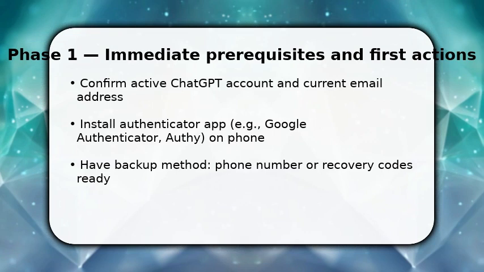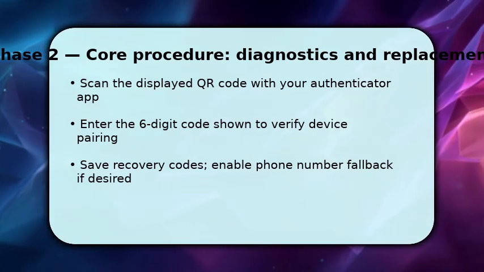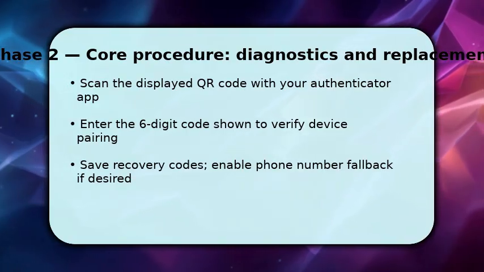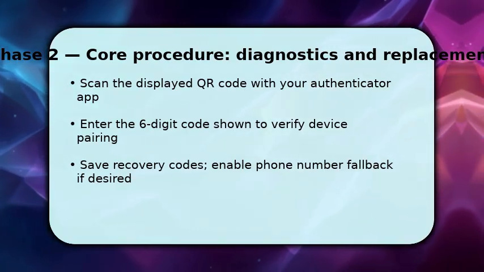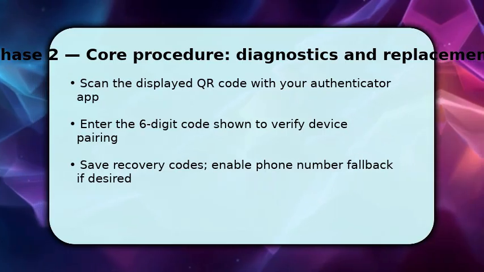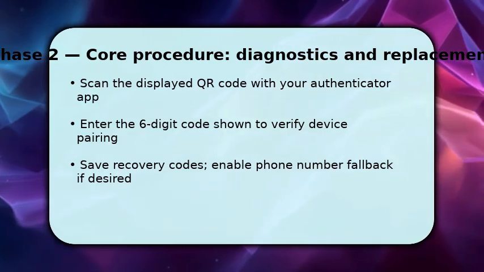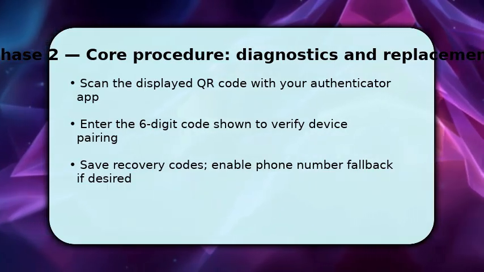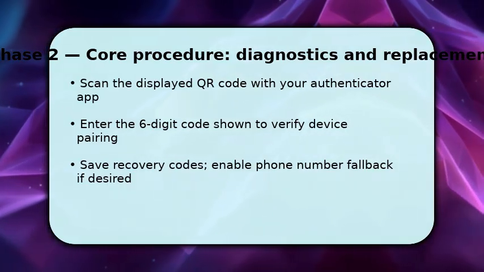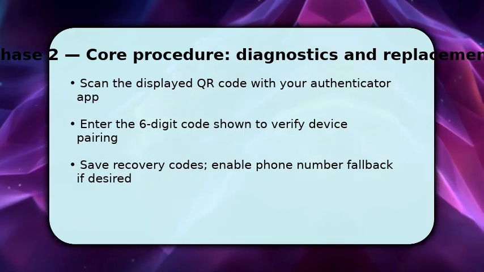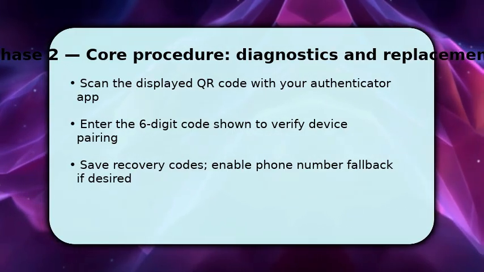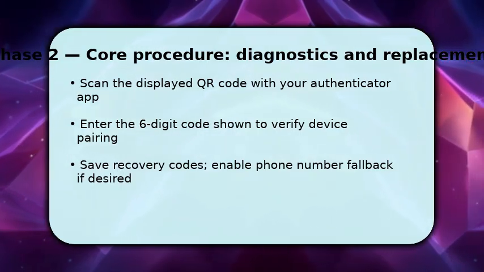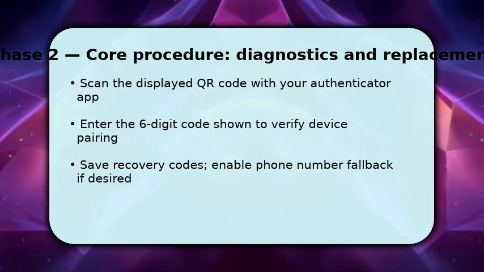next steps. Now perform the core pairing and verification. Use the Authenticator app to scan the QR code displayed in ChatGPT's MFA setup. If scanning fails, manually enter the secret key. The app generates a 6-digit code that you must type back into the website. This confirms the link. After verification, ChatGPT will offer recovery codes. Download or copy them to a secure place, and optionally add a phone number as fallback. These steps ensure you can regain access if you lose the device.